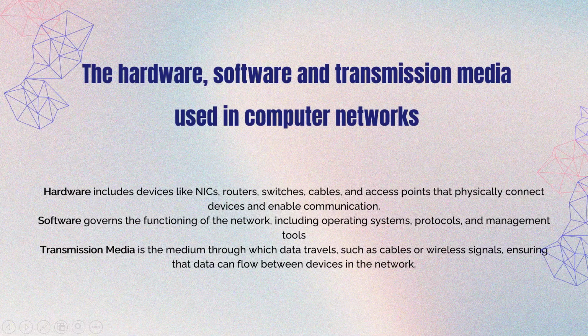The hardware, software, and transmission media used in computer networks. Hardware includes devices like NICs, routers, switches, cables, and access points that physically connect devices and enable communication. Software governs the functioning of the network, including operating system protocols and management tools. Transmission media is the medium through which data travels, such as cables or wireless signals, ensuring that data can flow between devices in the network.